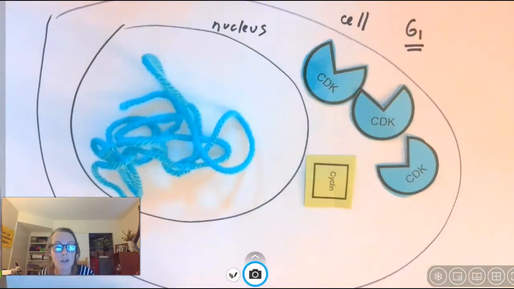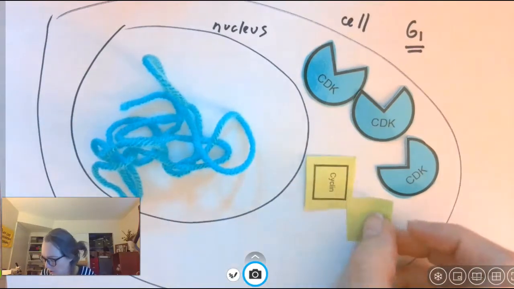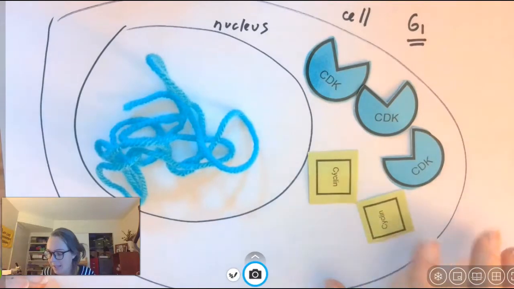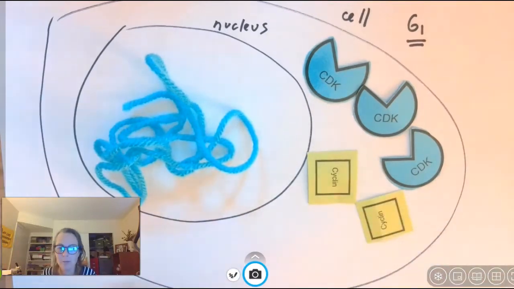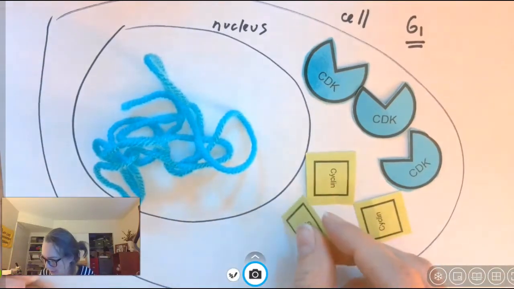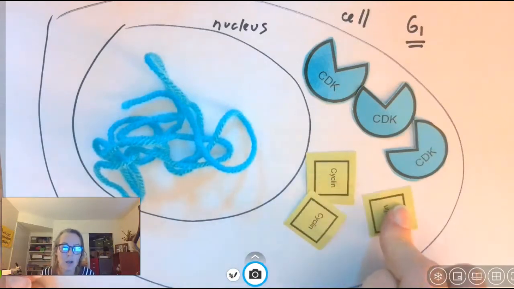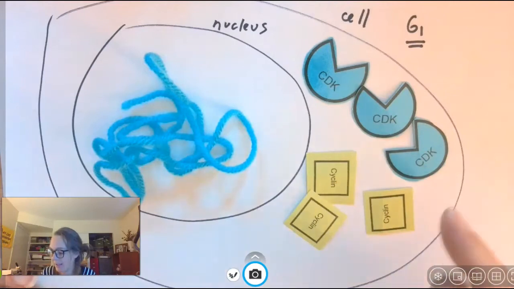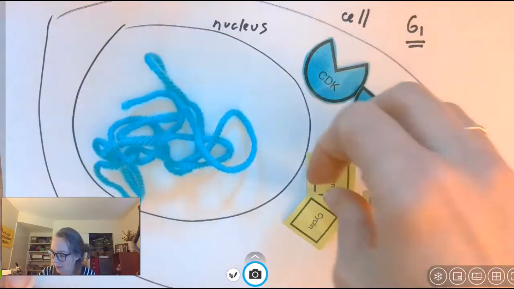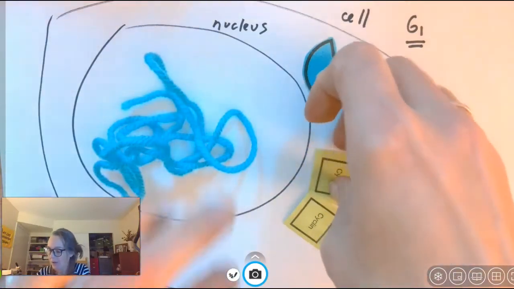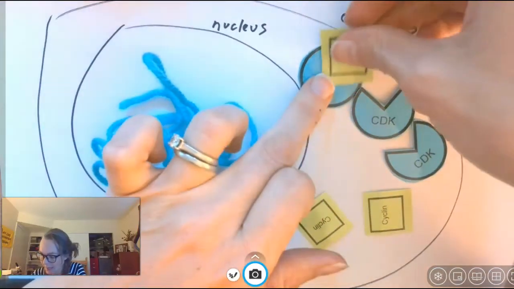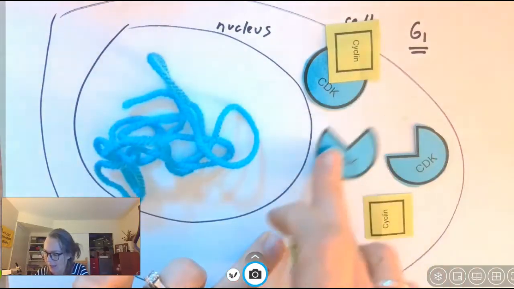Let's say the organelles replicate. We make more mitochondria. Congratulations, you get a cyclin. Let's say we make more endoplasmic reticulum. Congratulations, you get a cyclin. So when the cell does things it's supposed to do in G1, it also naturally makes cyclins. These cyclins at this point are called G1 cyclins. They're going to attach to the CDKs. Now the CDKs are active.